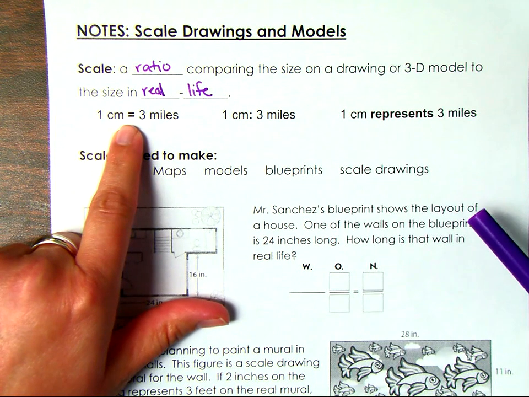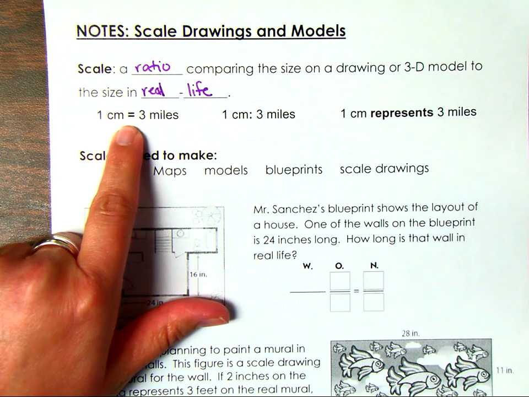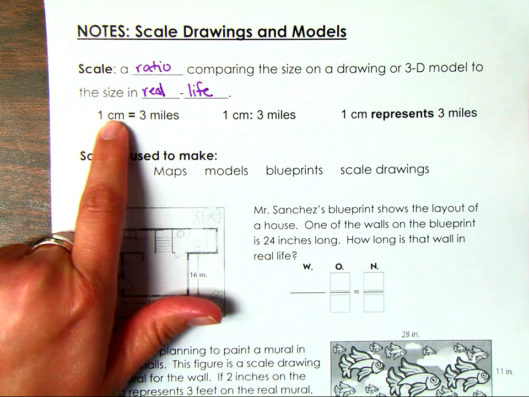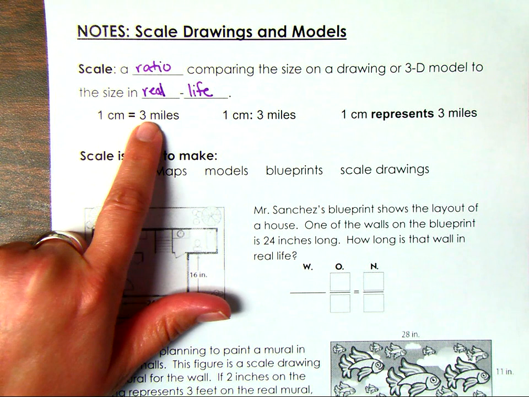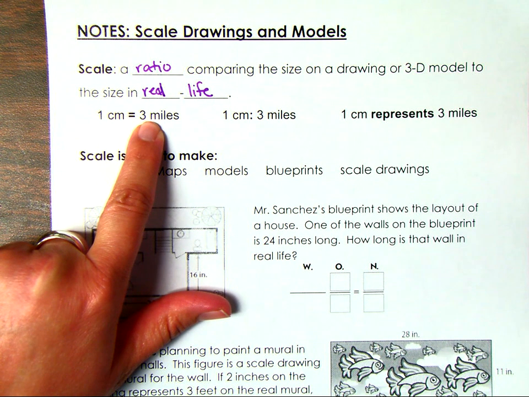They might say 1 centimeter equals 3 miles. Well, 1 centimeter, of course, just represents 1 centimeter, but they're saying on the drawing for every 1 centimeter you see, in real life it's 3 miles, okay?